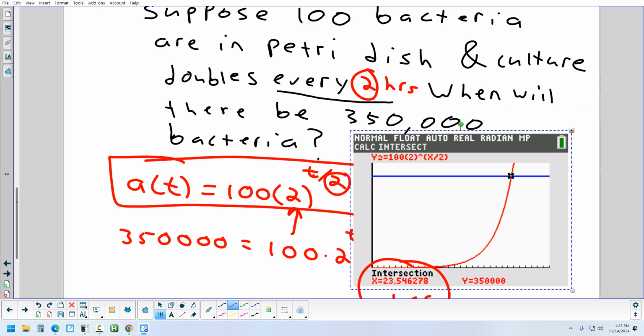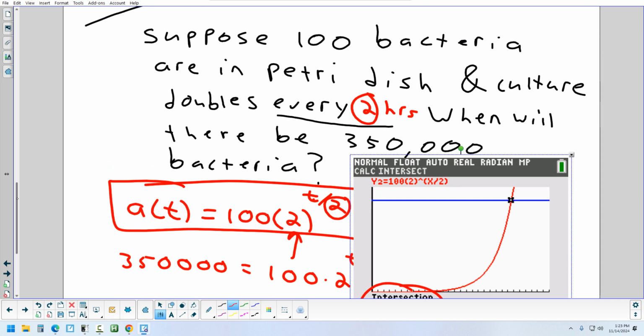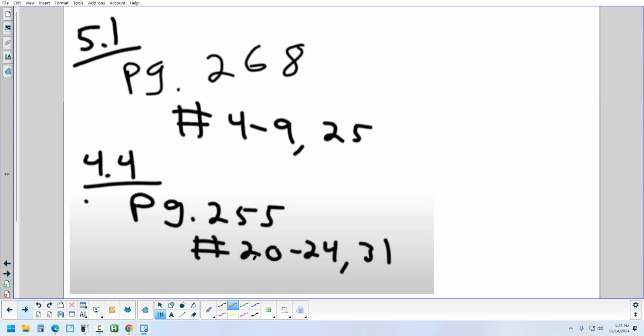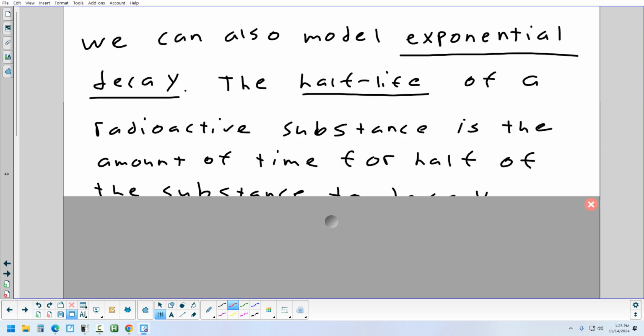All right, any questions on that one? Okay, so that's doubling. What do you think the opposite of doubling is? Depleting itself? Dividing. Well, what would you be dividing by? Itself? 2. Yeah, and that would be halving. So the last one we're going to look at is what's called half-life.